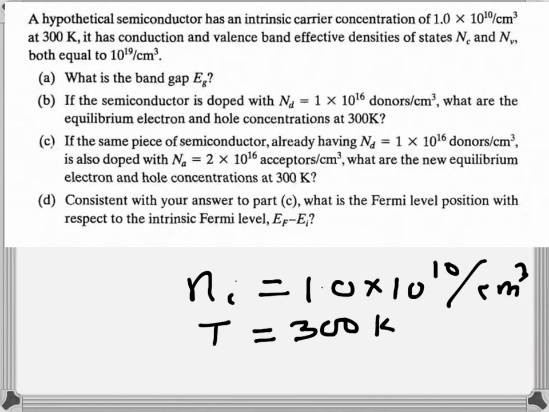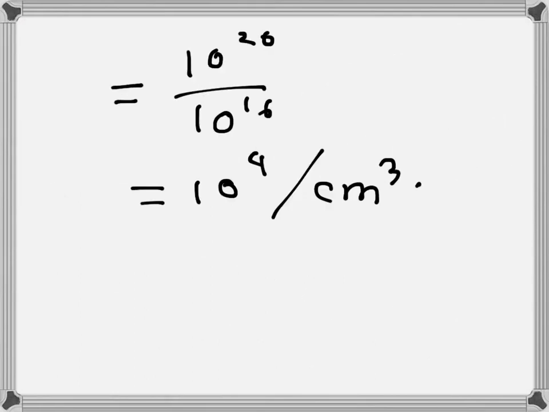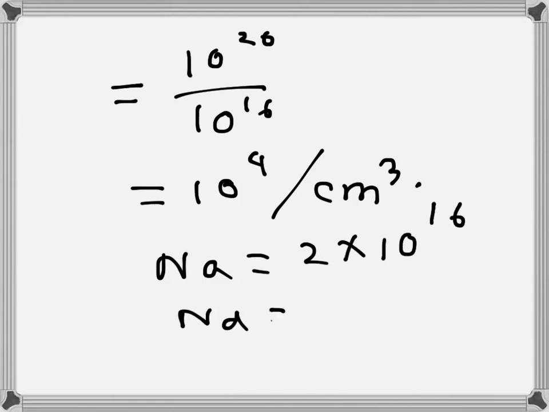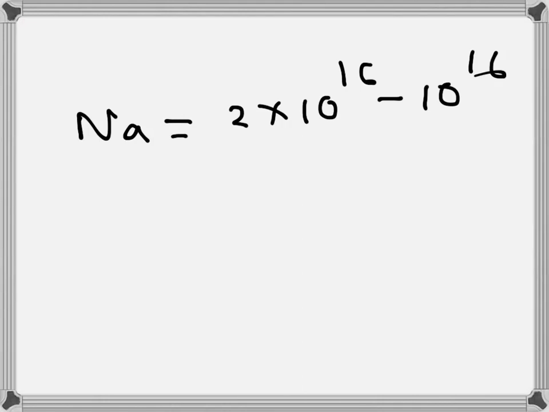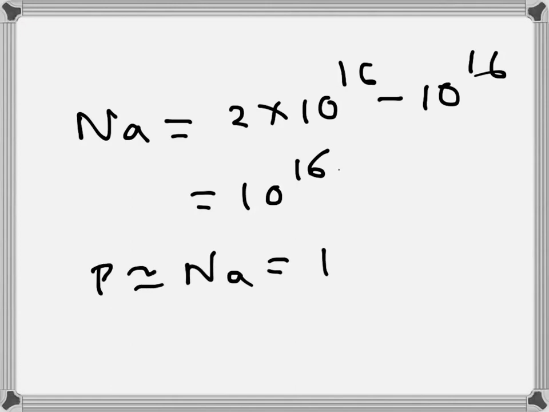Now it says, if the same piece of semiconductor, already having this much Nd, is also doped with Na of 2 × 10^16 acceptors per centimeter cube, what are the new equilibrium electron and hole concentrations at 300 K? We have to see what the net concentration is. Na is 2 × 10^16 and Nd is just 10^16, so the net effect is of course acceptor type, which is 2 × 10^16 minus 10^16, which results in 10^16. So now P will be, assuming full ionization, 10^16 per centimeter cube.